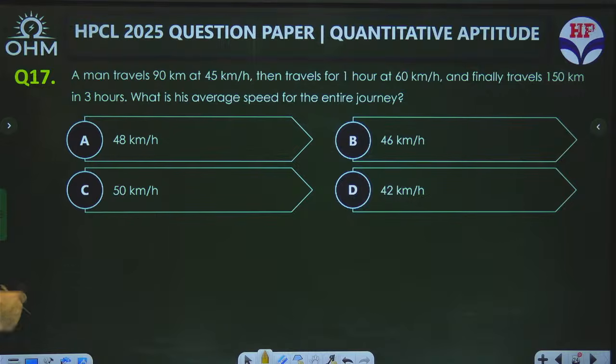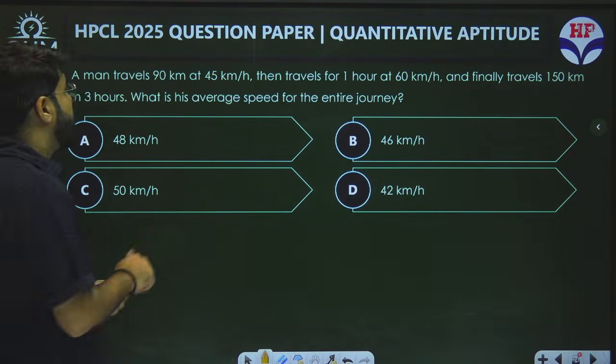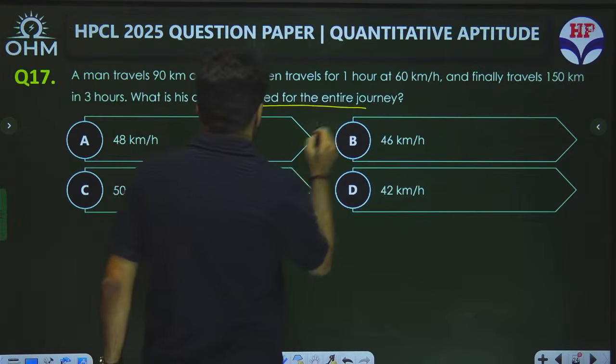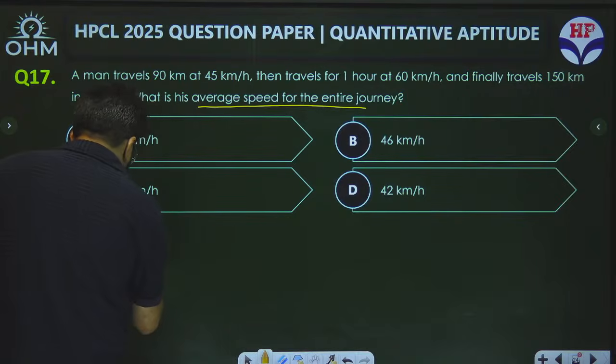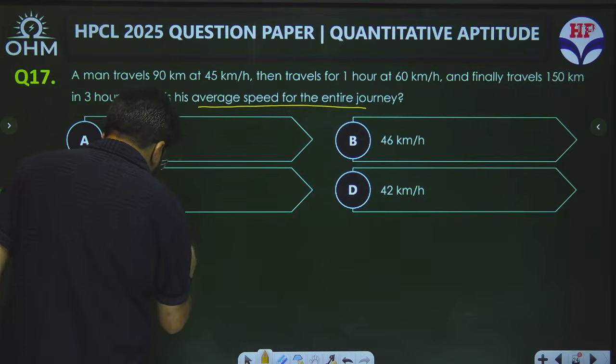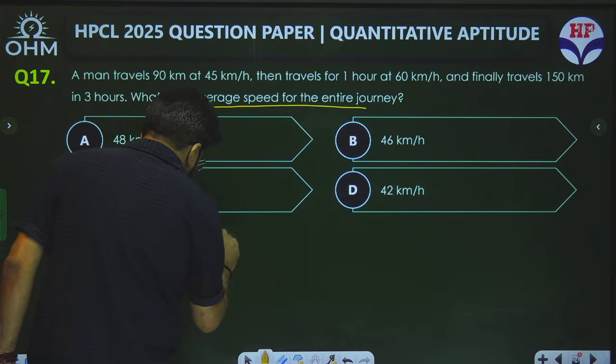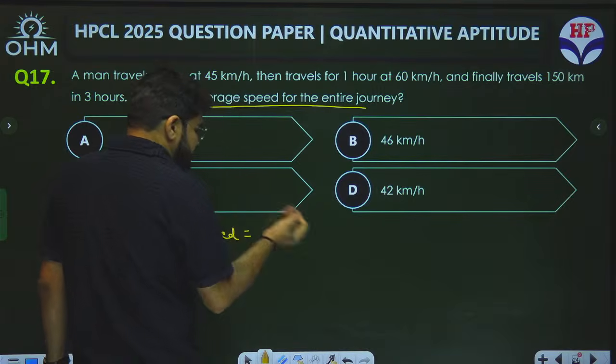A man travels 90 km at 45 km per hour, then travels for 1 hour at 60 km per hour, and finally travels 150 km in 3 hours. What is the average speed for the entire journey? For average speed, you should always simply calculate by this formula. What is going to be my average speed? Speed is distance upon time.